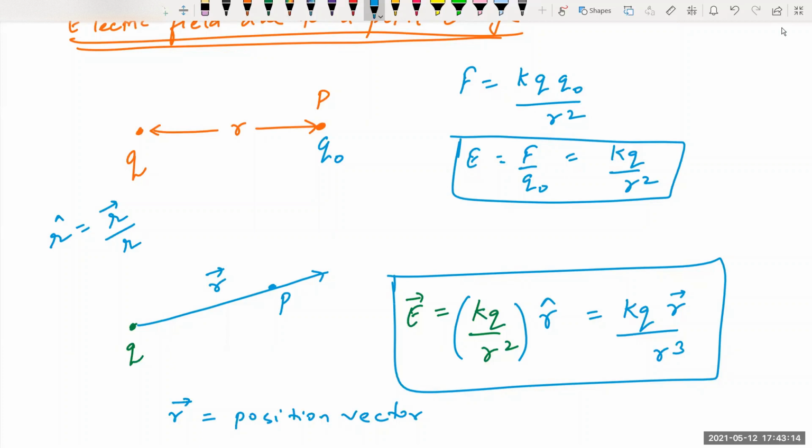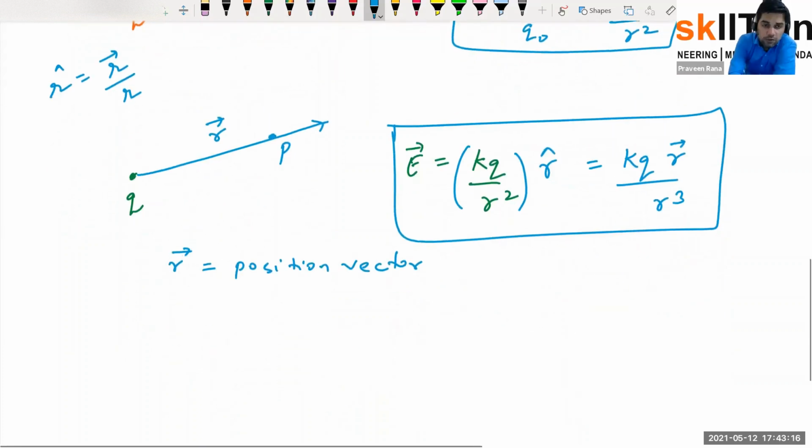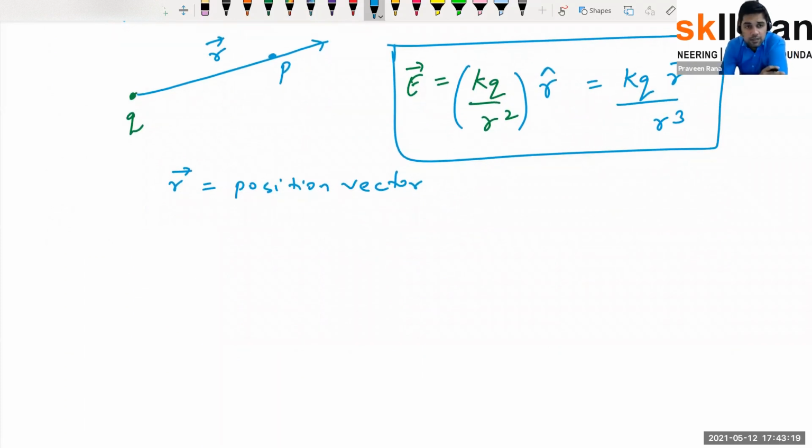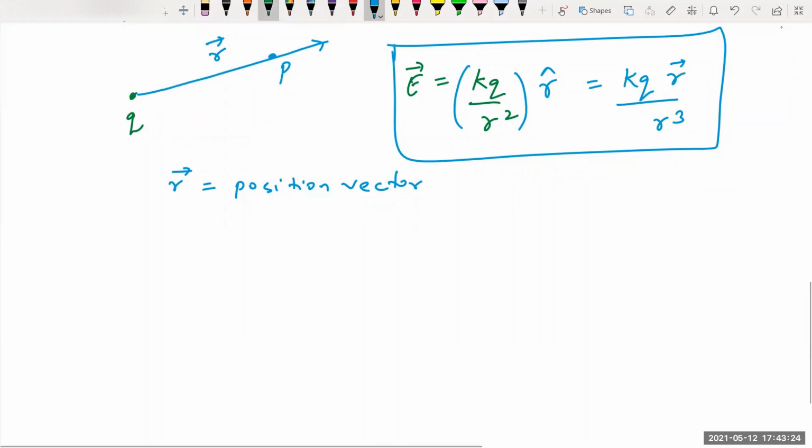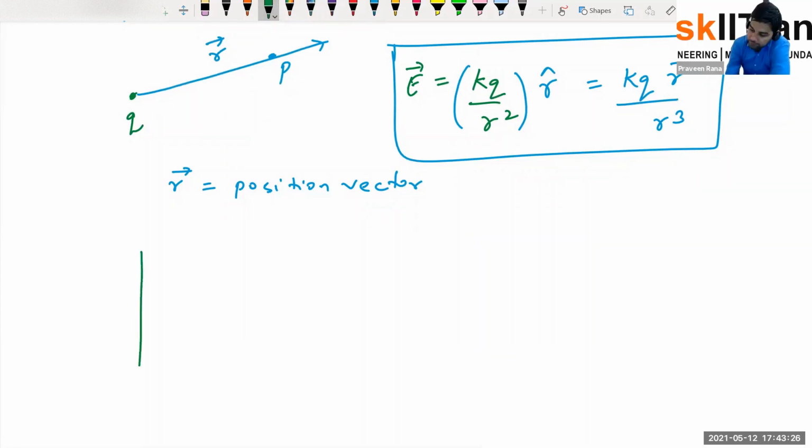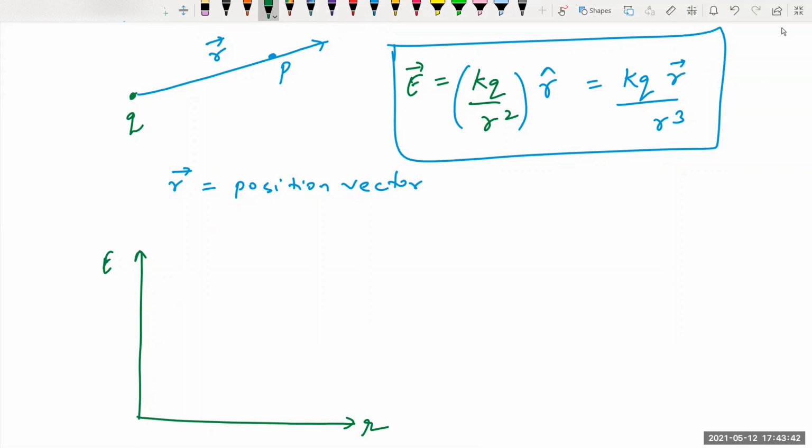Now, they also teach you about graphs, that what kind of graph you will get with electric field and distance. Let's just say I have a point charge Q from which I am plotting a graph of electric field versus distance. So what kind of graph do you think we will get if I just plot a graph? It will be like 1 over x kind of like.